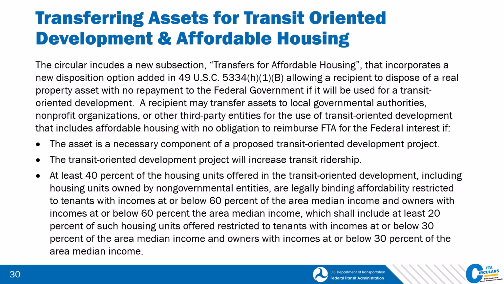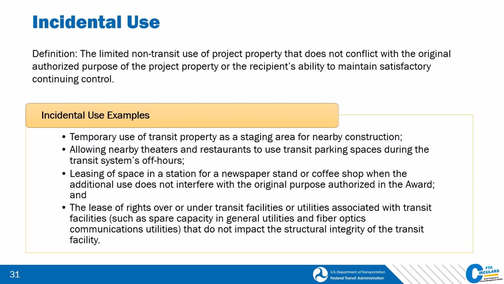Updates to legislative revisions, the transfer of assets for affordable housing now permits transfers to nonprofit organizations for transit-oriented development that includes affordable housing, with no obligation to reimburse FTA for the federal interest under certain conditions. Additionally, FTA reviewed and updated language related to incidental and shared use.